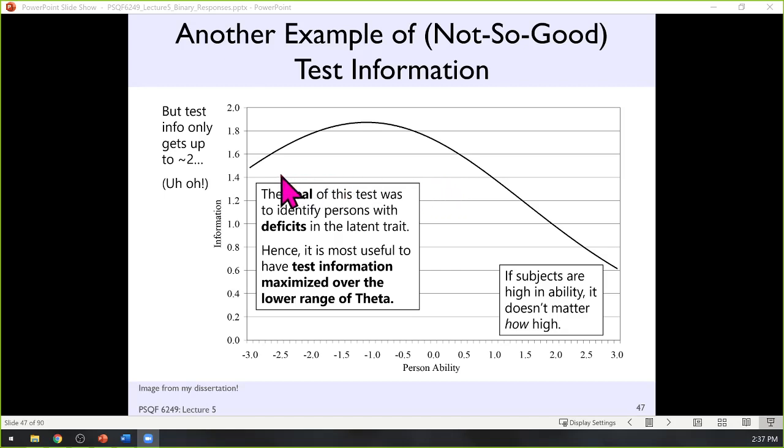So, point of the story though, where your items are located in terms of their difficulty lends itself to creating this function. You can control where your measurement is sensitive and where it's not by the kinds of items that you choose. And if two items have the same level of difficulty, the one with the higher slope, the A parameter, the one with more discrimination, is going to contribute more information.